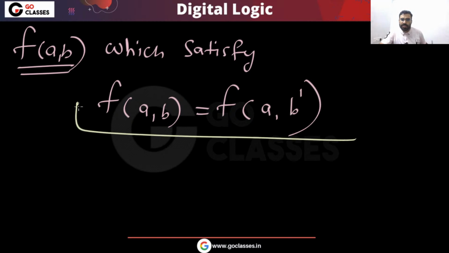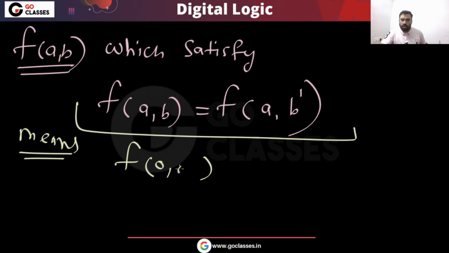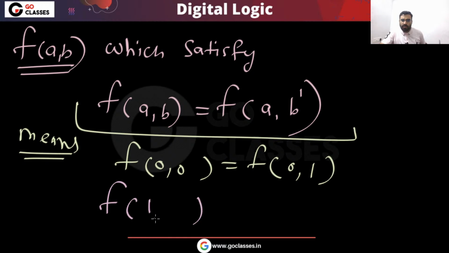What does it mean? First, you understand what it means. It means that the value of the function for 0, 0 should be the same as the value of the function for 0, 1, and the value of the function for 1, 1 should be the same as the value of the function for 1, 0. This is the meaning. Okay, this type of function we have to count.